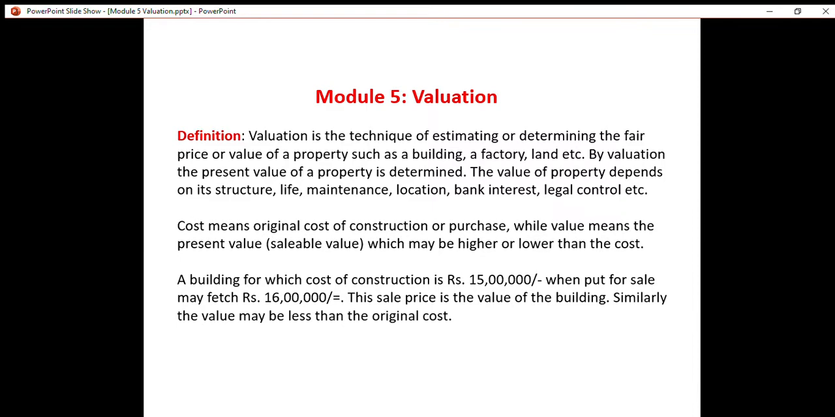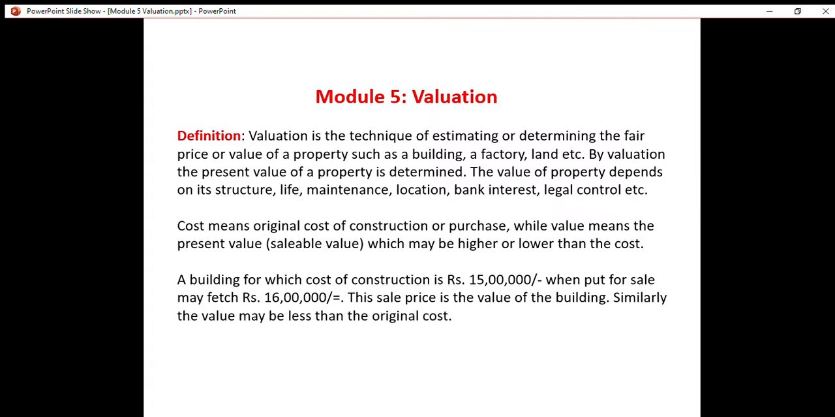Estimation is the probable cost of work which is prepared before the construction is taken up, whereas valuation is the calculation of present value of property. The properties like building, vehicle, land, factory, etc. Valuation is the amount the property can fetch in the market if put for sale. The valuation may be higher or lower than the original cost.